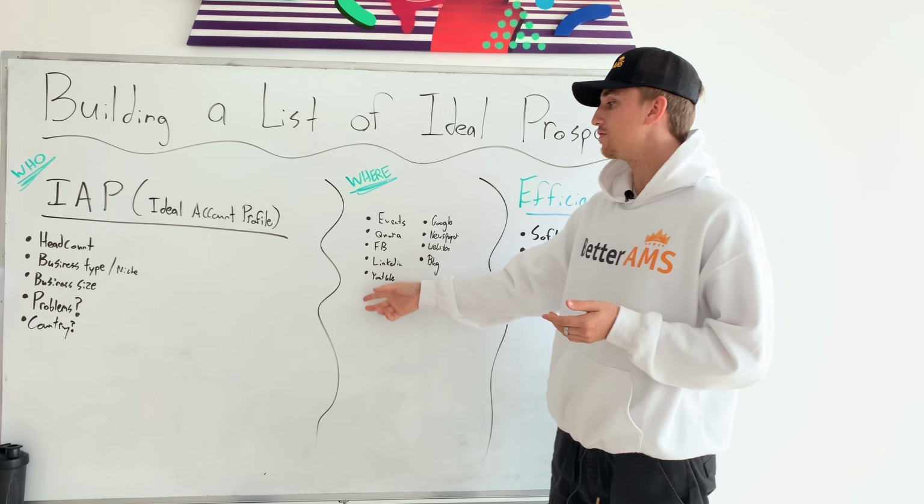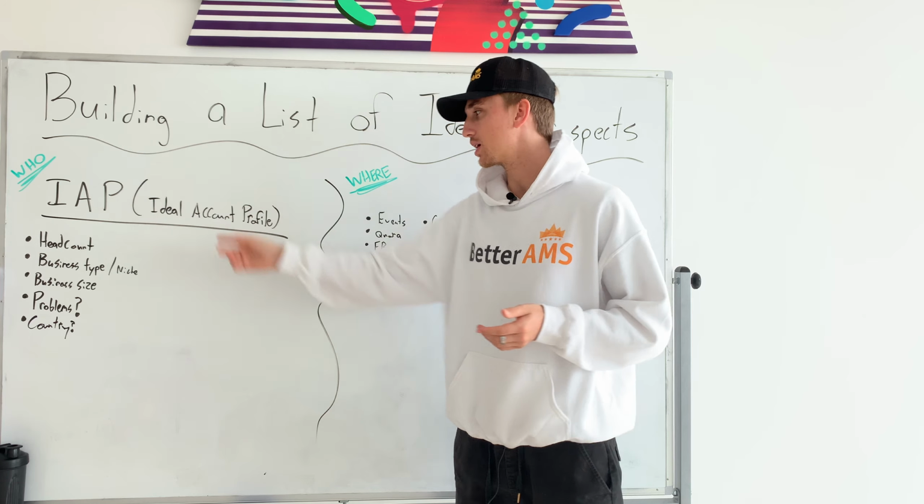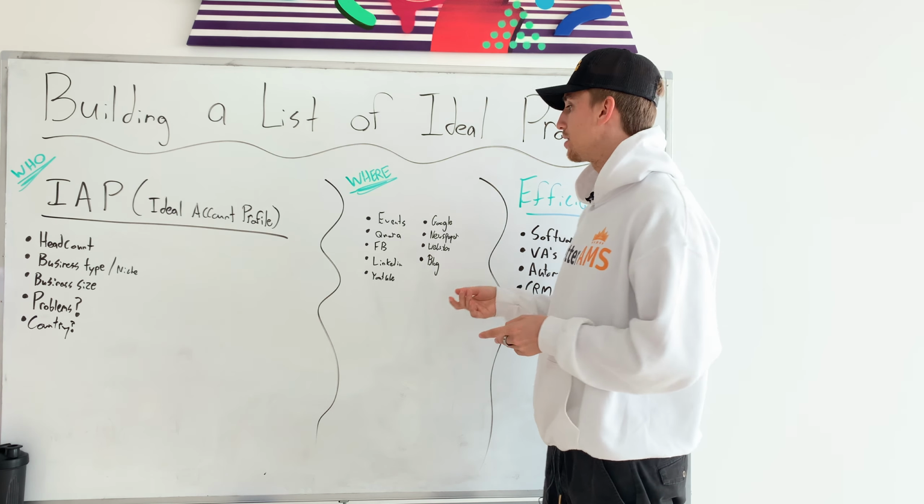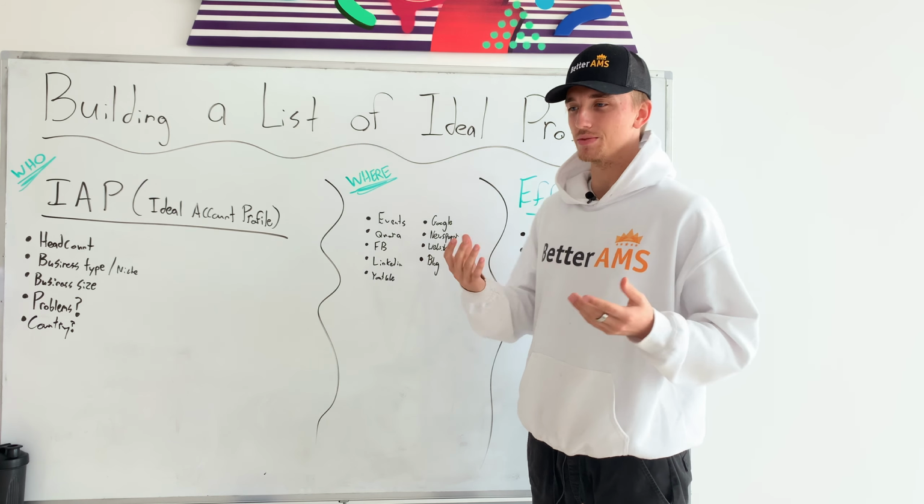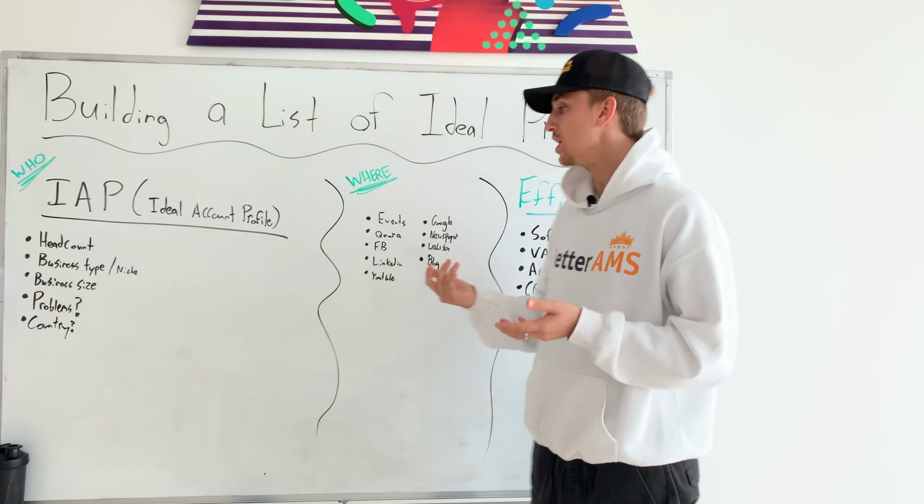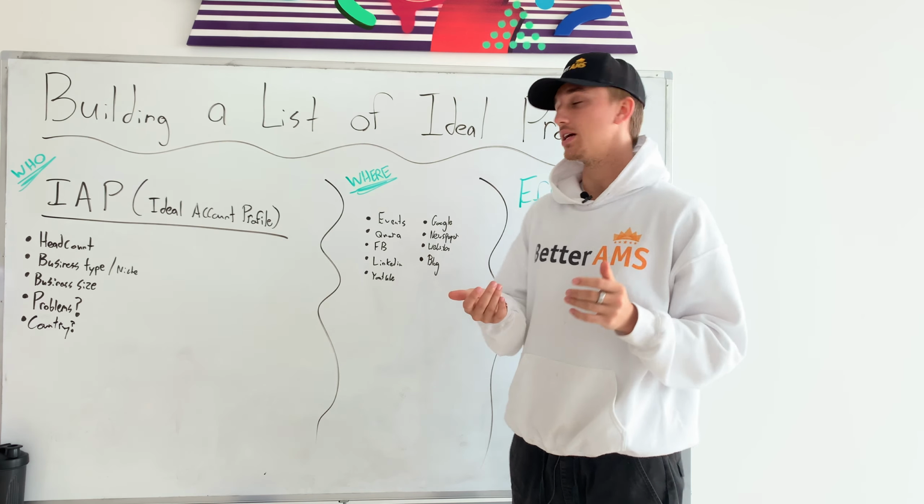So where can you find these IAPs, right? Where can you find these people? Every business, every niche is different, okay? In our niche, we find them on Amazon. It's very simple, it's the easiest because we do Amazon advertising. But for you, it may not be that easy.